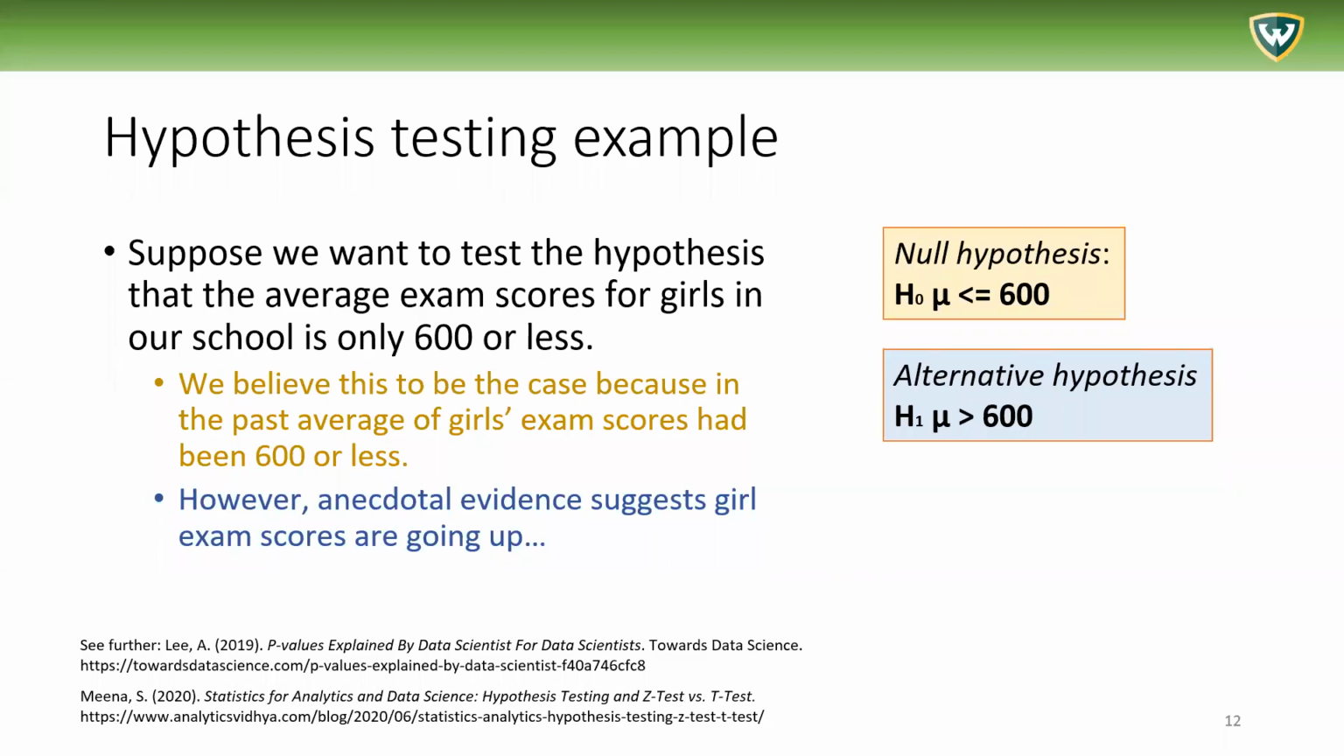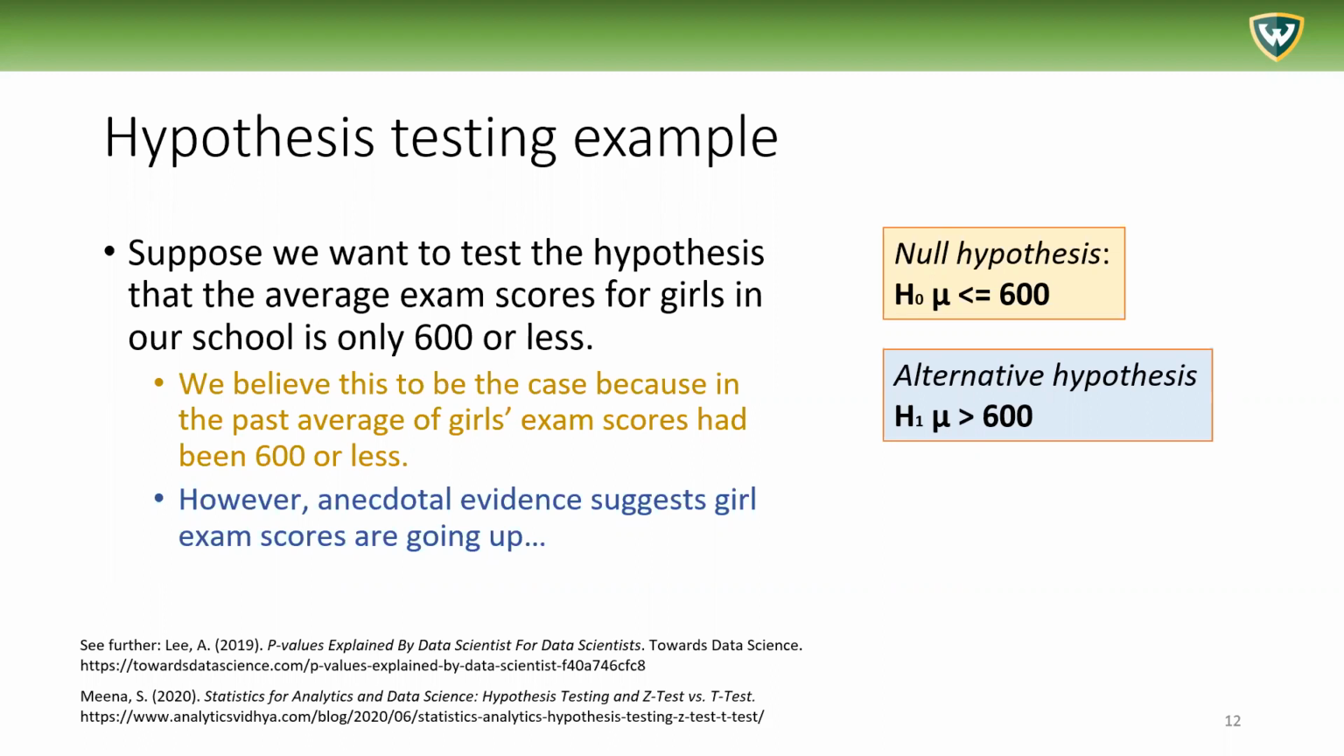Okay, so let's continue on the hypothesis testing, and let's use an example here to fully wrap up these concepts. So suppose we want to test the hypothesis that the average exam scores for girls in our school is only 600 or less. Now, I'm not just picking on girls here. This is the example I got from some of the other sources.